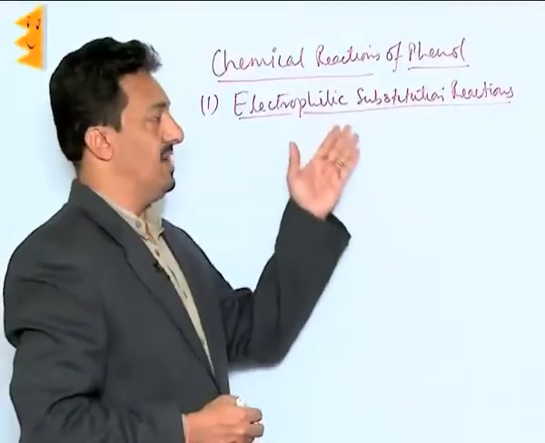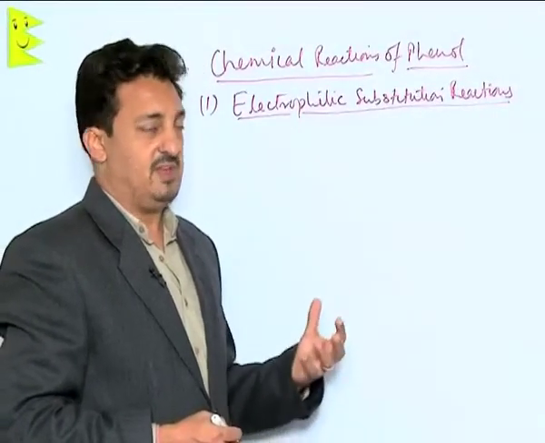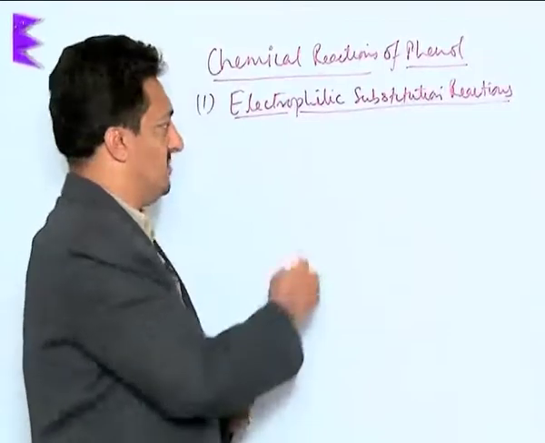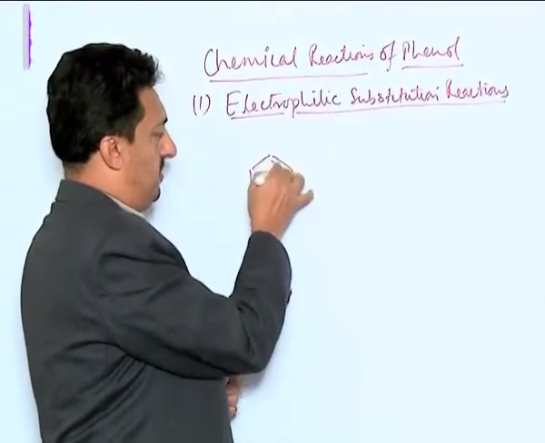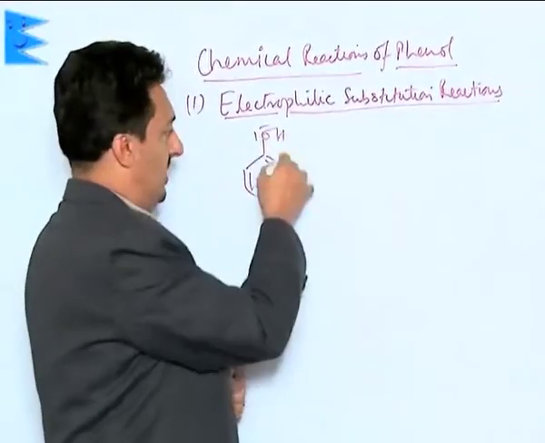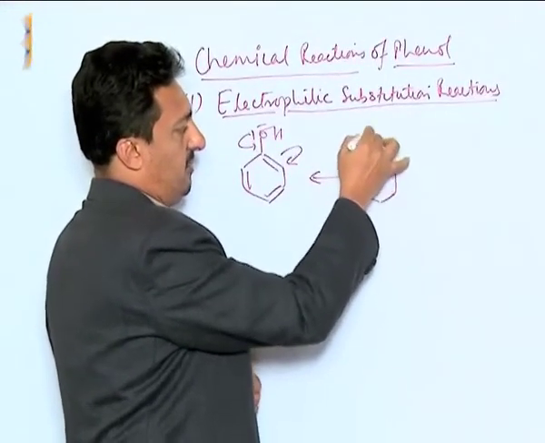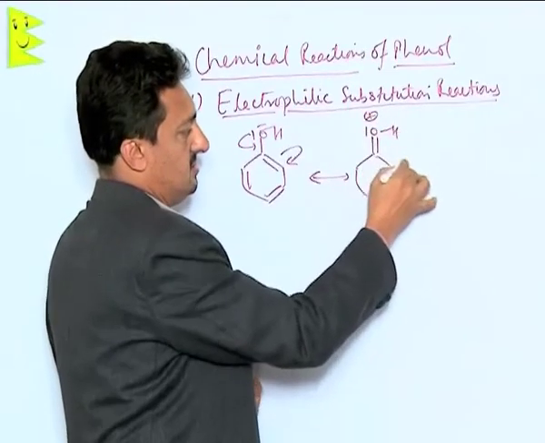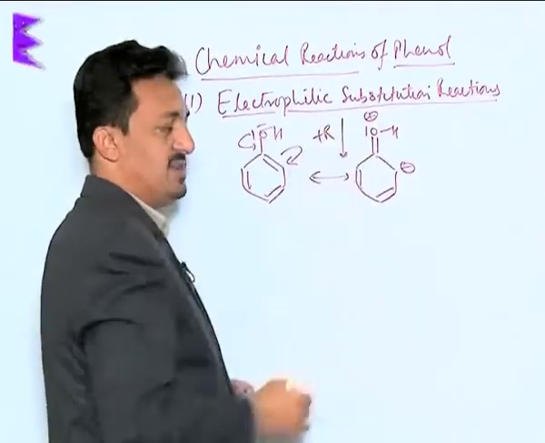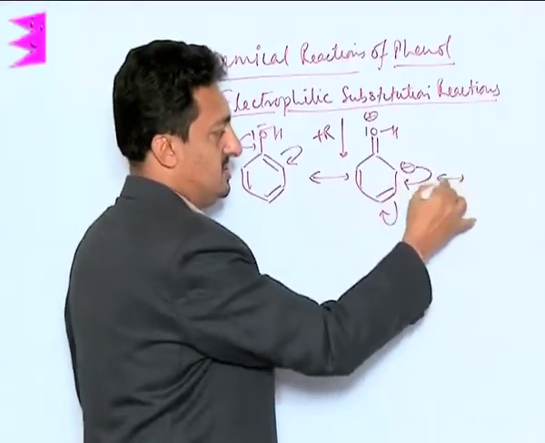Now let us see the chemical reactions of phenol. The most important chemical reactions of phenol we can say is its electrophilic substitution reactions. We know that the OH group attached to the benzene ring is having what? 2 lone pairs on the oxygen. As a result, which gets easily transferred to the benzene ring, and therefore what we find is that the OH group is showing plus R effect, and as a result there is a high electron density at ortho and para positions.